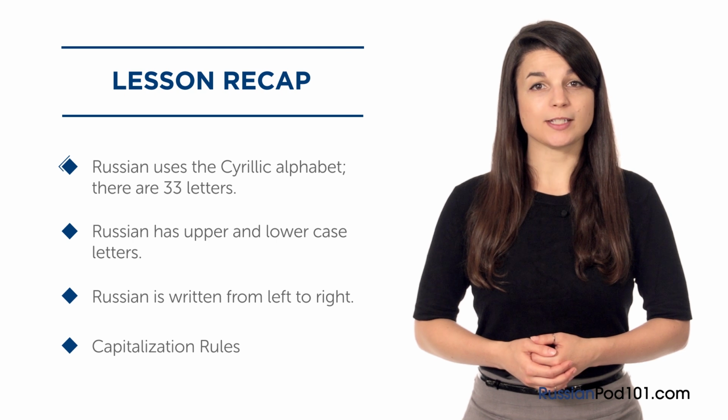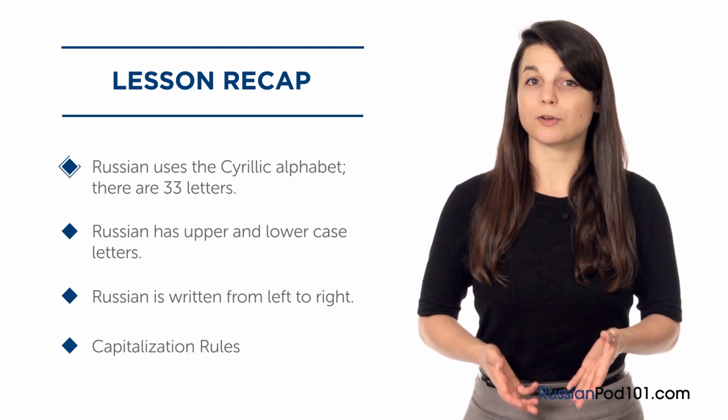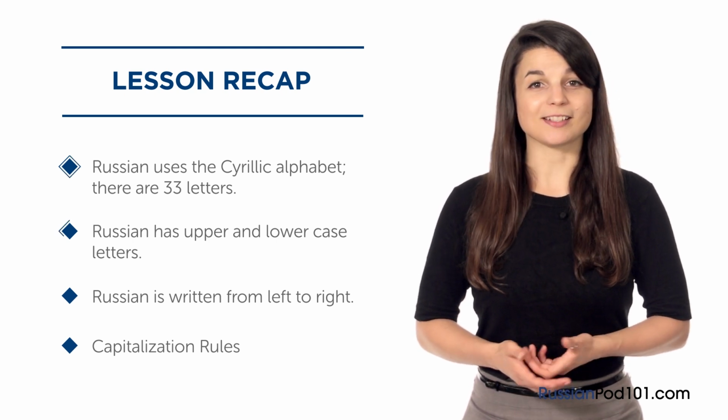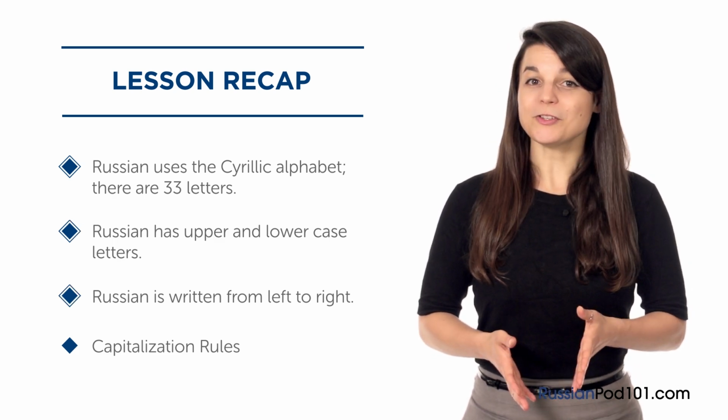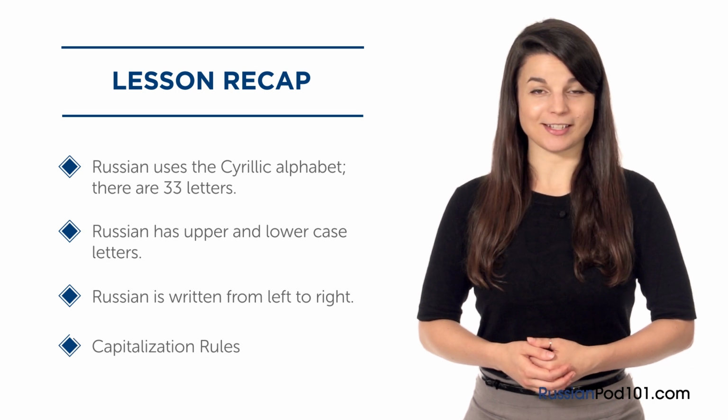Okay, let's wrap up this lesson by recapping what we've learned. In this lesson, you learned that Russian uses the Cyrillic alphabet, which consists of 33 letters. You learned that Russian has upper and lowercase letters, and that it's written from left to right. You also learned a few capitalization rules in this lesson.